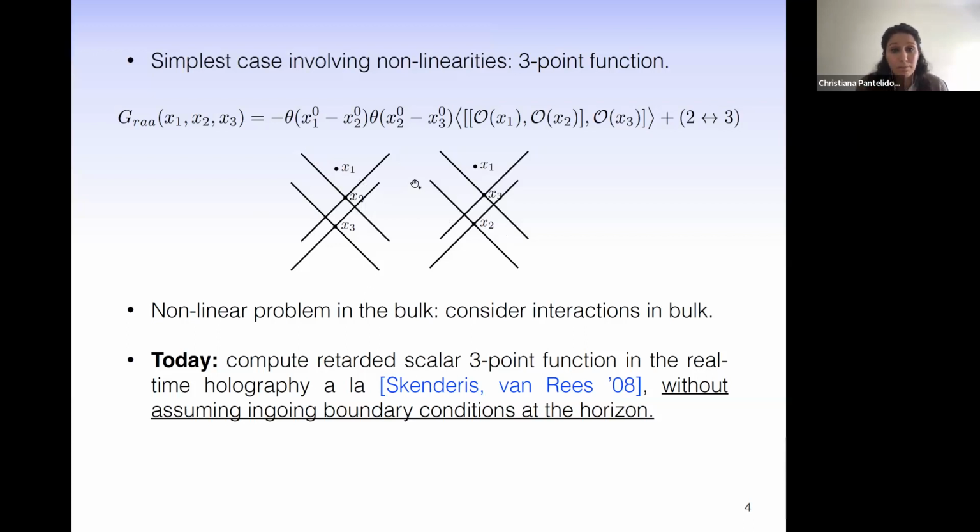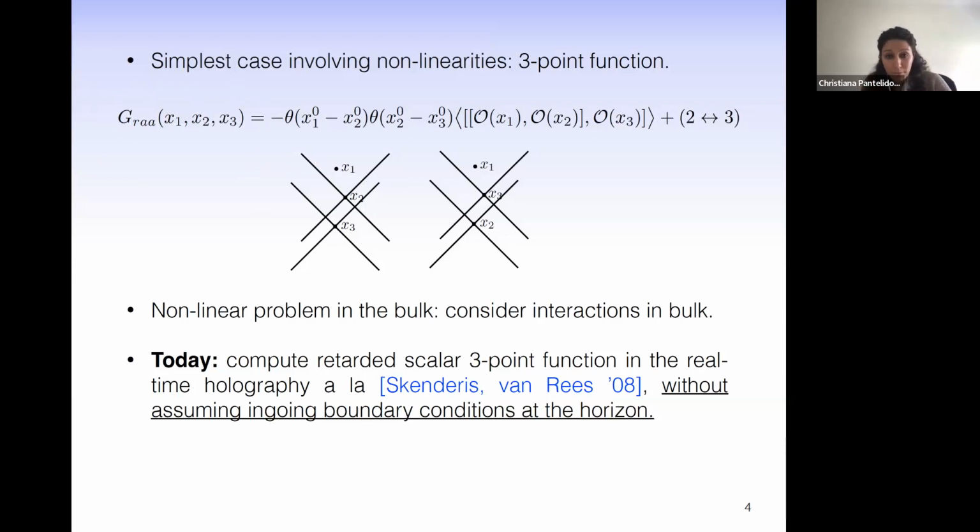So the order of x2 and x3 does not matter as long as x1 is in the future light cone of both of them. And now we want to compute this retarded three-point function using holography. So what we need to do is solve a nonlinear problem in the bulk. And in order to actually do this computation, we need to specify what sort of interaction terms we consider for our fields on the gravity side of the duality.